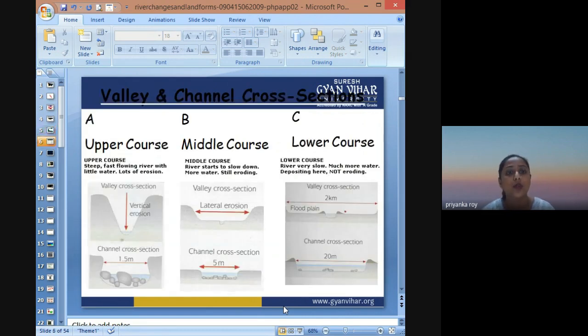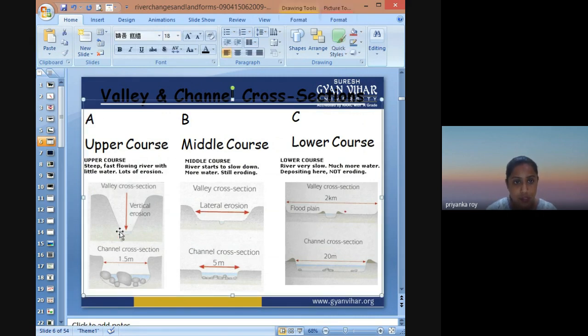Now, the upper course is very steep, and has a fast flowing river with little water, and lots of erosional activity happens on the upper course of the river. So you will have a lot of erosional land features there, right? If you see in this image, this is a cross section of a valley which shows it is vertically cutting down, and the water amount is minimum, and the channel cross section is so small that there are big boulders here.